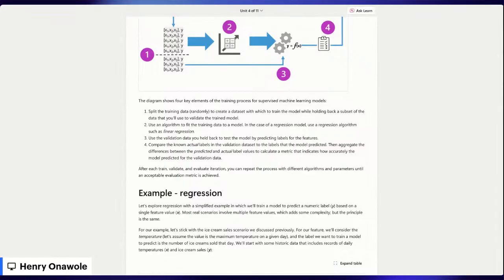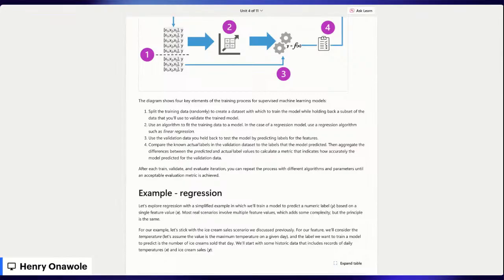Two, use an algorithm to fit the training data to a model. In the case of a regression model, use a regression algorithm such as linear regression. Three, use the validation data you held back to test the model by predicting labels for the features. And lastly, compare the known actual labels in the validation data set to the labels that the model predicted. Then aggregate the difference between the predicted and actual label values to calculate a metric that indicates how accurately the model predicted for the validation data.